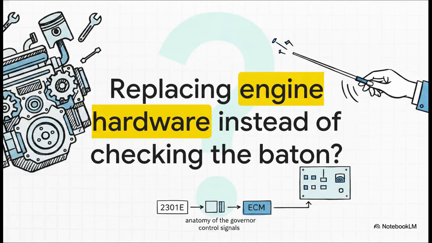So, I'll leave you with this thought to hopefully permanently shift your troubleshooting mindset. Are you replacing your engine's hardware when you really should be checking the conductor's baton? Next time you face a load imbalance, trace the anatomy of the command first. Find out exactly what the 2301E is asking the ECM to do before you go and blame the ECM for doing it.